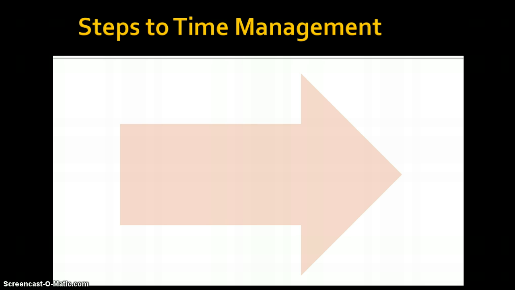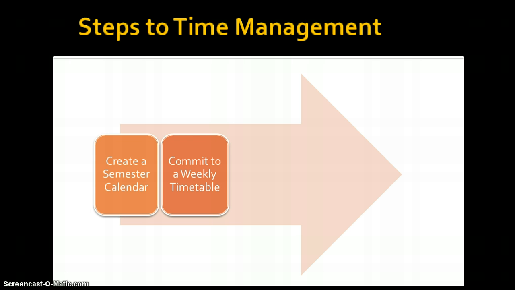These are very practical to-do lists and should be done every semester. The first step is to create a semester calendar. We're going to talk about what all of these things are as I go through this presentation, but for now I just want to give you the overview. Next, commit to a weekly timetable, a schedule of how you're going to spend your time each week. You're going to write SMART goals for each week. We started doing SMART goals in our first week of class, and we're going to do more as the semester goes on.